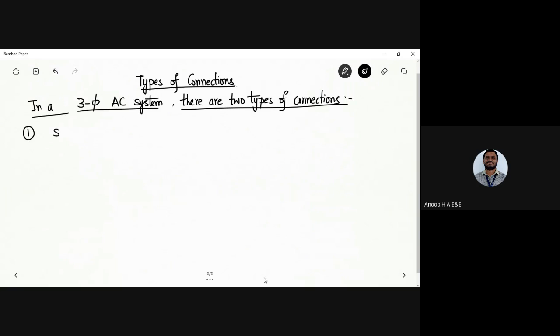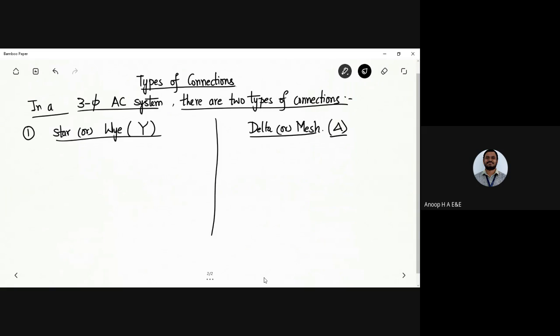One, which is star or Y. Okay, next one we have delta or mesh. So this one is the delta symbol, and this one is the star symbol.